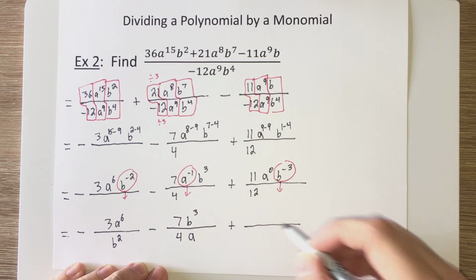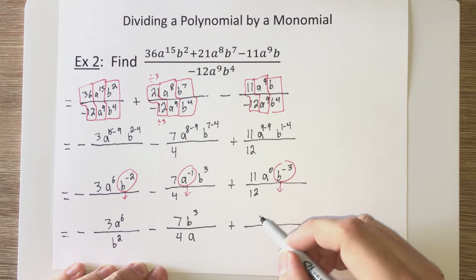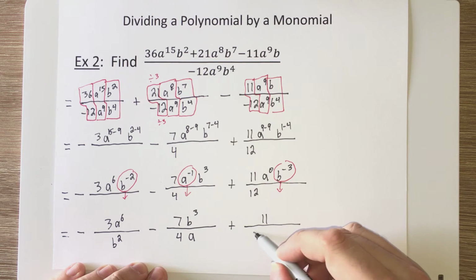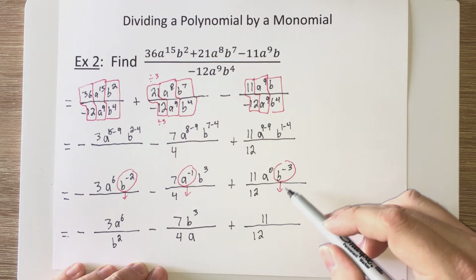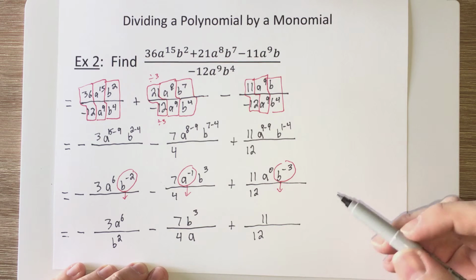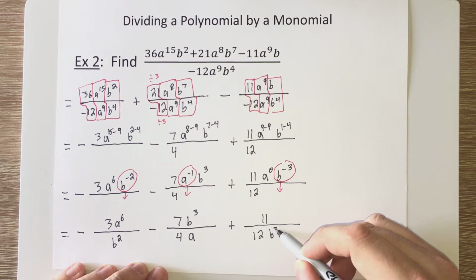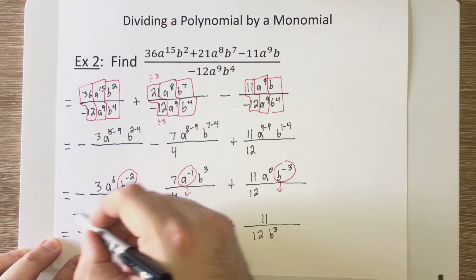Okay, let's go to this next term. 11, so the 11's on top. The a to the 0 goes away, so there's nothing else on top. On the bottom, we have a 12. And then when you move this to the bottom, again, negative power, when you move it to the bottom, it's going to have a positive power. So it's going to be b to the positive 3 now. Okay, so that's the answer to that one.